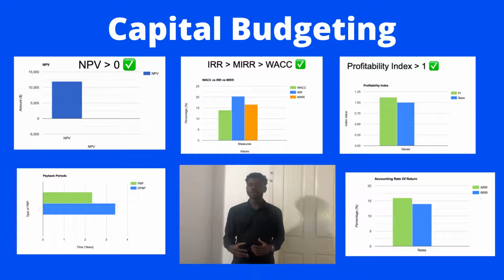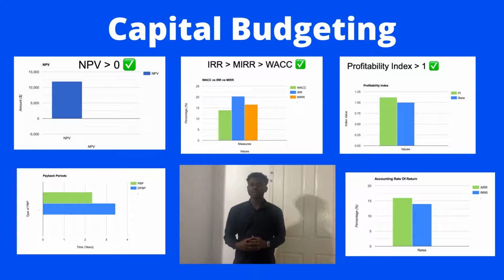The payback period and discounted payback period both calculate the amount of time needed to recover the investment. The difference being that the discounted version accounts for time value of money, so it would be longer. As you can see, Beta Limited has a payback period of 2.33 years and a discounted payback period of 3.43 years. You would compare this to a benchmark to see if the project is suitable.